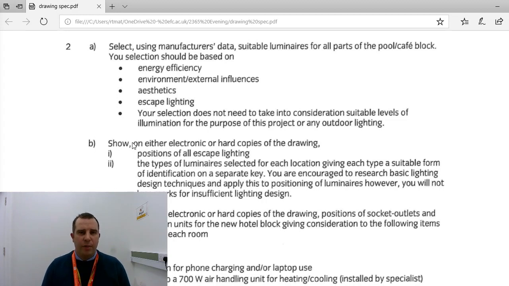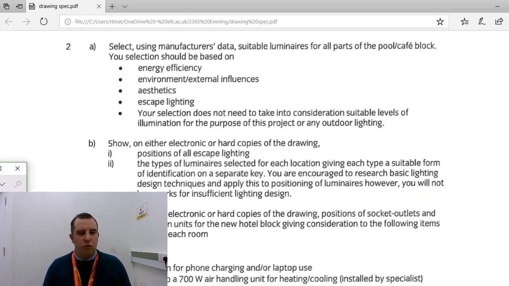A is a research topic, so I'm expecting you to find a little bit of research about the different lights. I'm expecting you to go onto Google and type in some lights to choose. And what you're going to do is look out for suitable luminaires for the pool and cafe block.